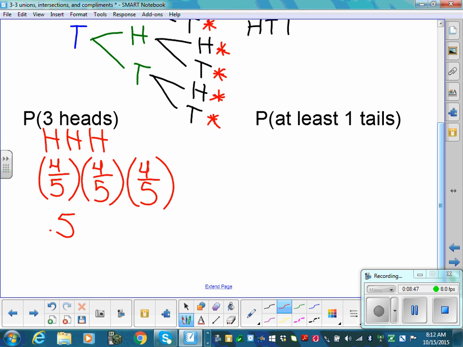Perfect. So 0.512, which is a 51.2% chance. Isn't that crazy? It's way more likely that we're going to land on heads, heads, heads, right? That's crazy out of all those outcomes. But it's because those heads were weighted. 4 out of 5 times you're going to land on heads.